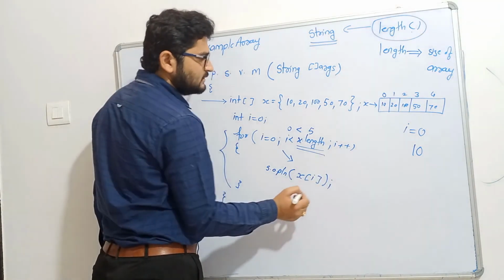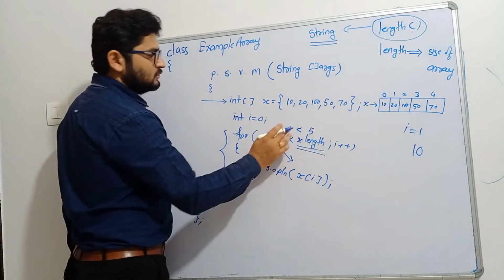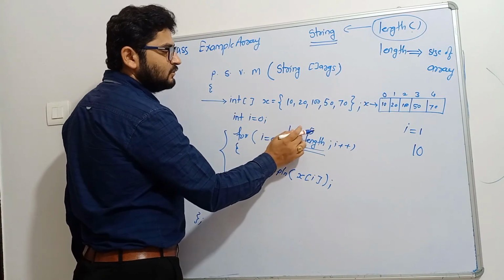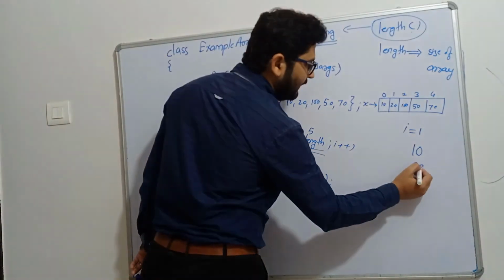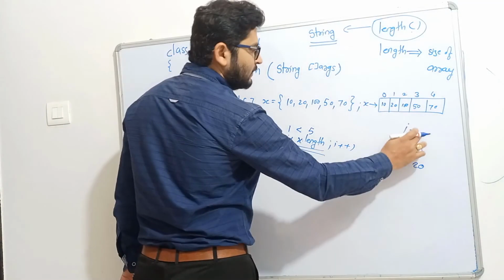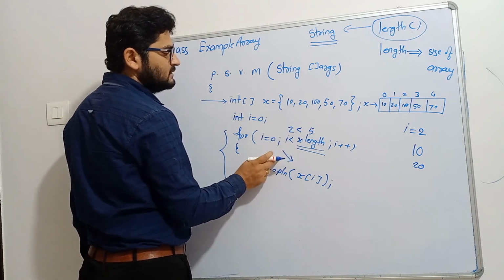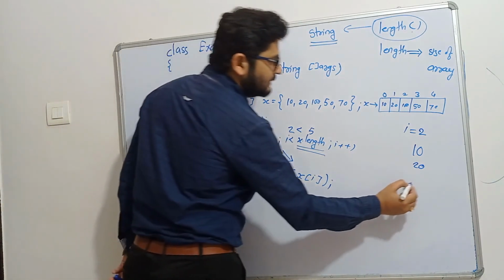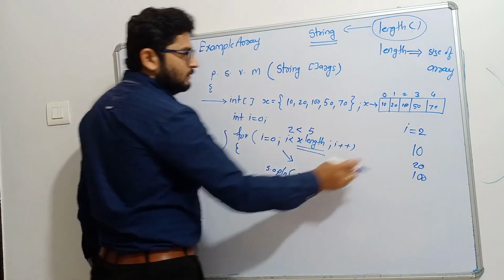After that, I++ will be executed. So I will become 1 instead of 0. 1 less than 5, again the condition is true. X of 1 will be printed, that is nothing but 20. Then I++, so I will become 2. 2 less than 5, condition is true. It will come inside and print x of 2, that is 100.